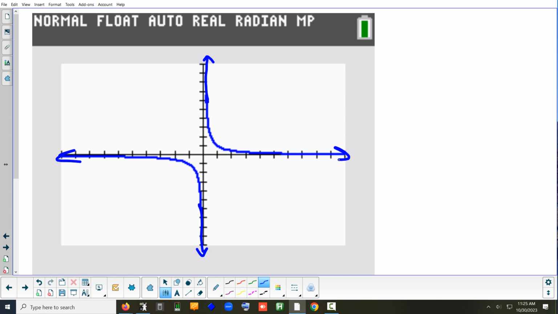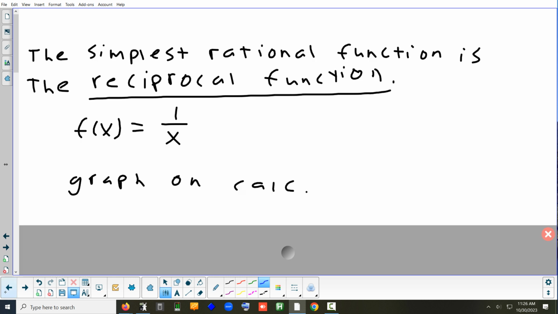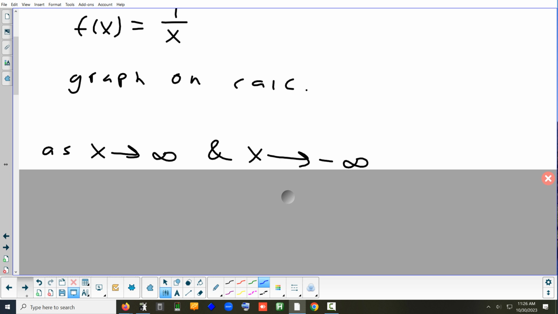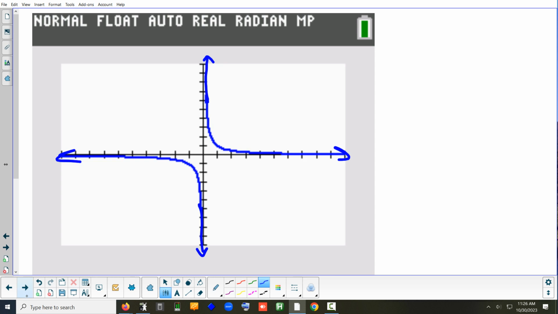Okay, so any questions on that graph? Okay, that's what the graph of 1 over x looks like. Now, I want to answer a question about that. First thing I want to look at is what happens as x heads to infinity. If you're heading to infinity on the x-axis, which way is that? Right. It's to the right.